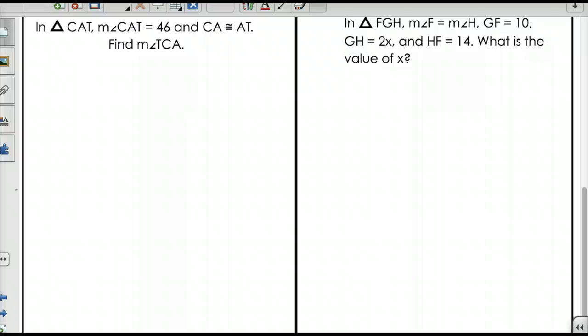All right, let's check out this example. In triangle CAT, the measure of angle CAT is 46 degrees, and we know CA is congruent to AT. Find the measure of angle TCA. Now this is a little bit difficult because we don't have a triangle here. So maybe the first thing to do when I see a question like this is to just draw your triangle. And in geometry, that's your best strategy. If you can't see it, draw it.